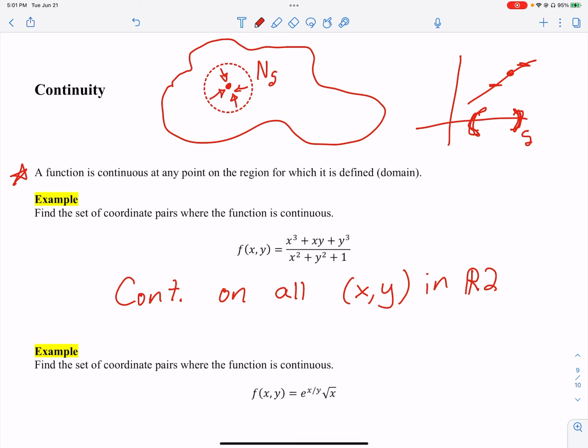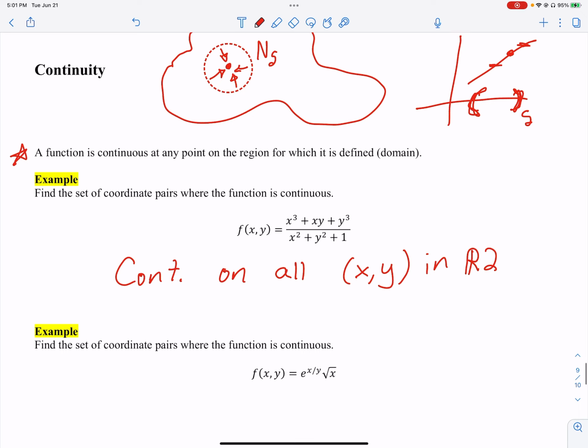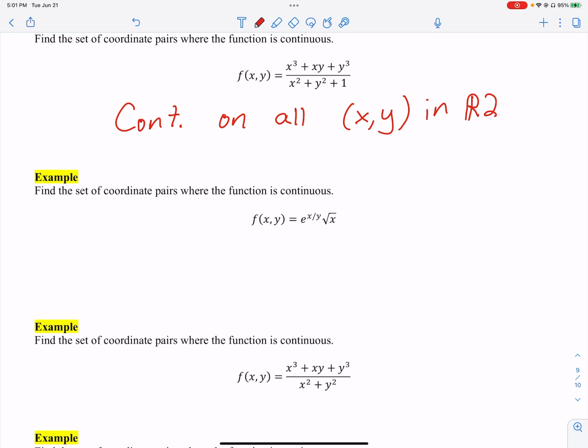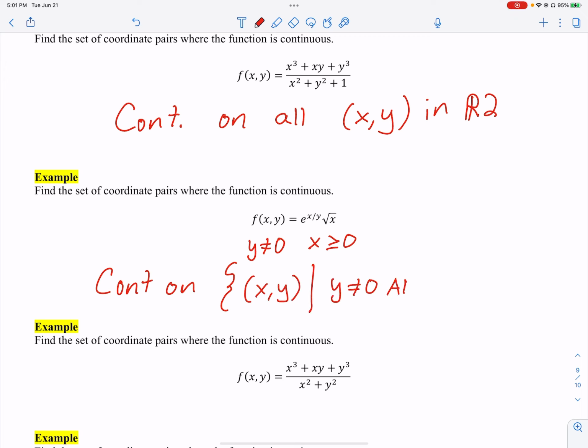Continuous, I can pick any x, y I want, plug it in, because I'm never going to get 0 in the denominator there. So we're looking for these same trouble spots. So we just write them down, and then we write down our set. Okay, well, I have that e to the x over y. I know y cannot equal 0. I also know that x has to be greater than or equal to 0. So I need both of those things. So this is continuous on, and then I just write set notation like I did for domain. So all the xy's such that y does not equal 0 and x is greater than or equal to 0.